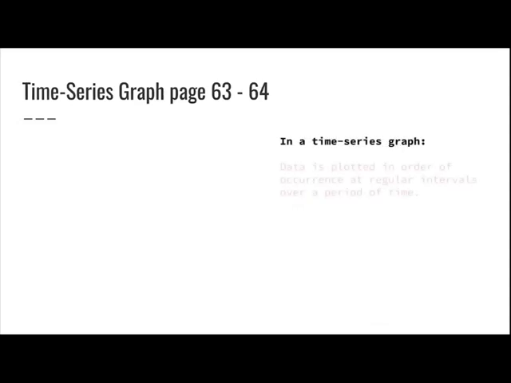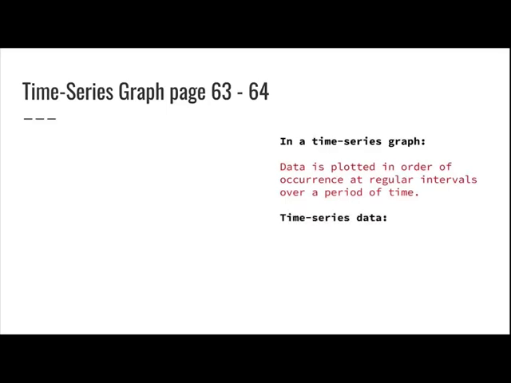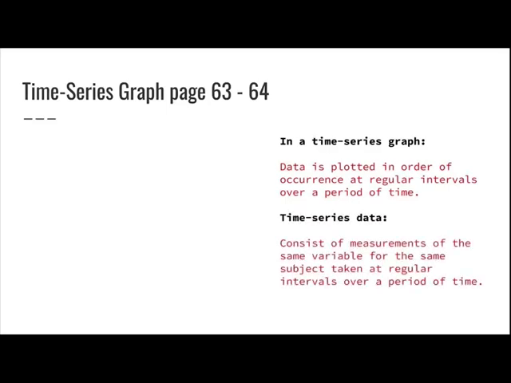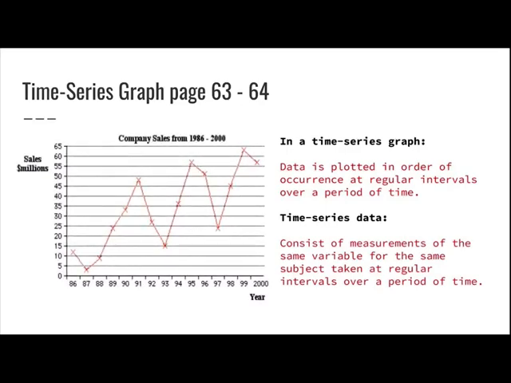And now we have time series graphs. In a time series graph, data is plotted in order of occurrence at regular intervals over a period of time. Time series data consists of measurements of the same variable for the same subject taken at regular intervals over a period of time. So usually our time series graphs look like this graph on the left right here. They're usually like line graphs. But it's really important that you notice on the x-axis, it's showing progression over a period of time.